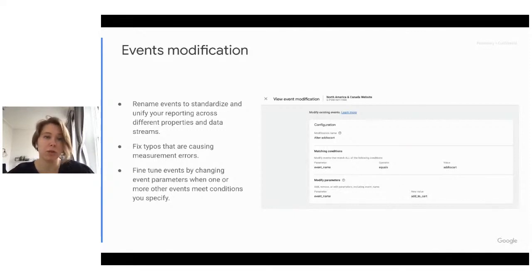With event modification, you can specify that if the event is called e-commerce purchase, it needs to be modified to purchase, in case somehow on certain pages it was not fixed. It also helps you fix typos in your tags, or fine tune event parameters. It's not necessarily just about event names, although the event name is also a parameter. It can be any other custom parameter as well.